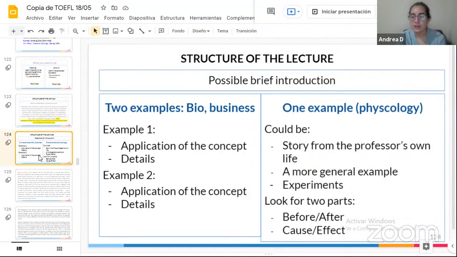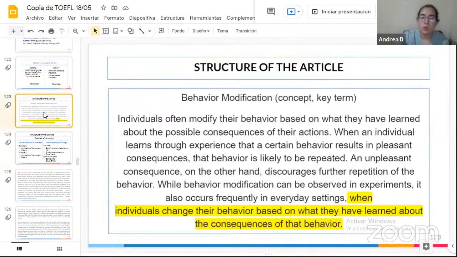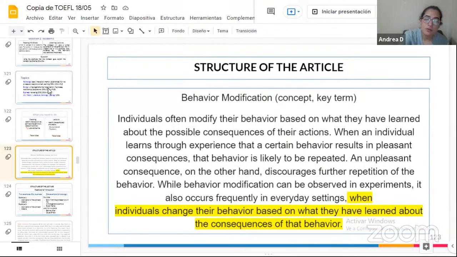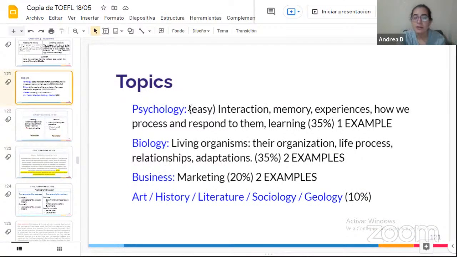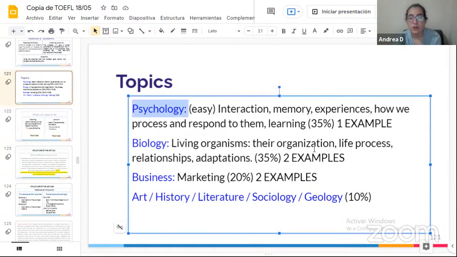To be more specific, it will be real world examples. So it's gonna be like real world applications of this concept. So when we see behavior modification in real life, in action, that's what the lecture will be about. Now, depending on the task, depending on the topic that you have, you could have either one or two examples.